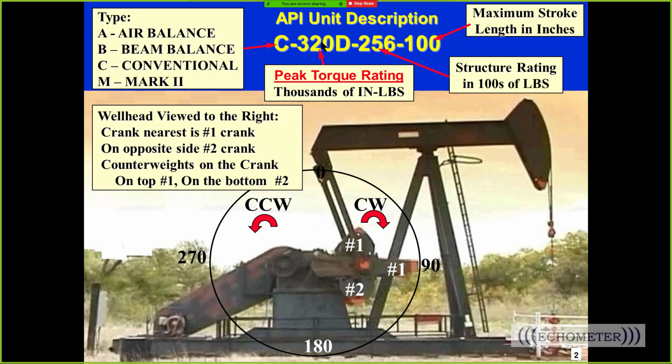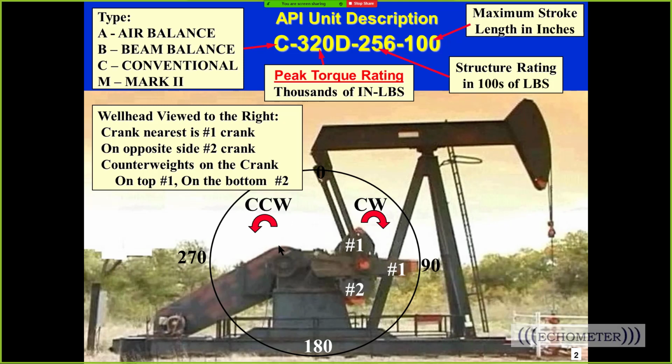The second number here stands for the peak torque that can act on the gearbox. So the maximum peak net gearbox torque is 320,000 for this pump unit right here on the screen. And the maximum polish rod load in hundreds of pounds is 25,600. And then the maximum stroke with the pitman arm in the far hole on the crank is a stroke length of 100 inches. So when you look at an API description, it tells you quite a bit about the pumping unit. And normally, not always, but usually, there's a tag on the leg of the pumping unit that you can look at and see the definition of the pumping unit description.